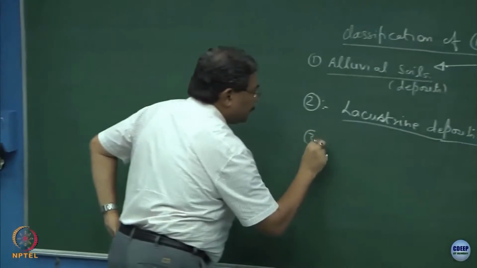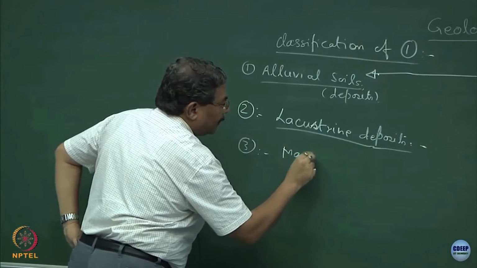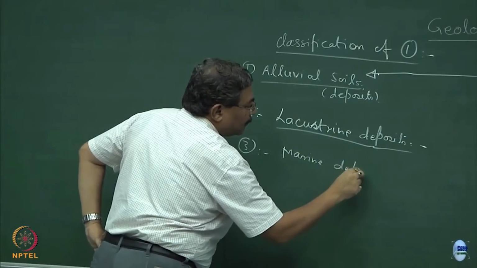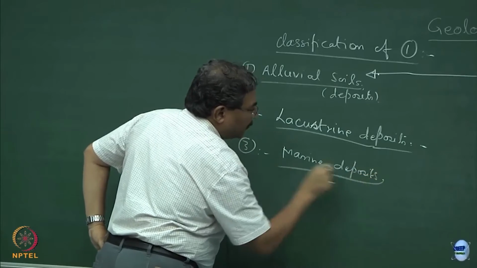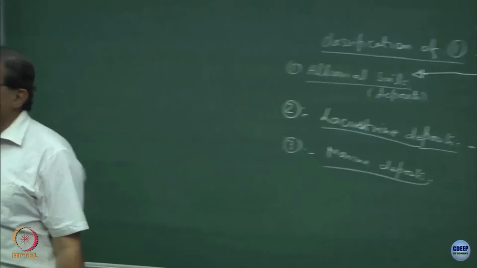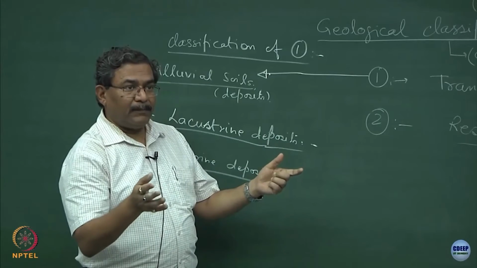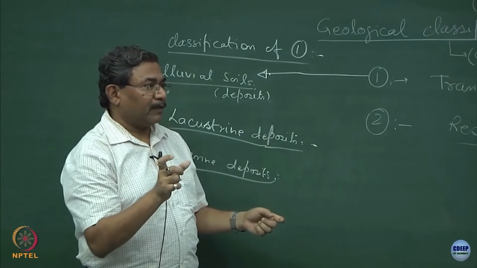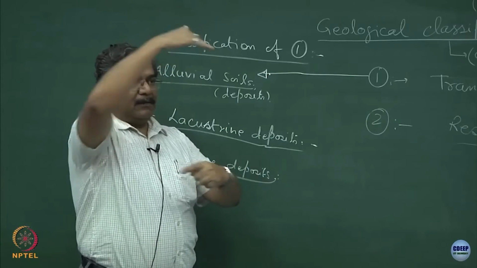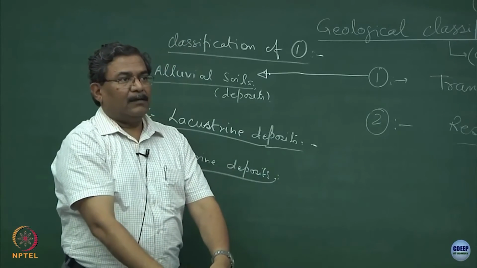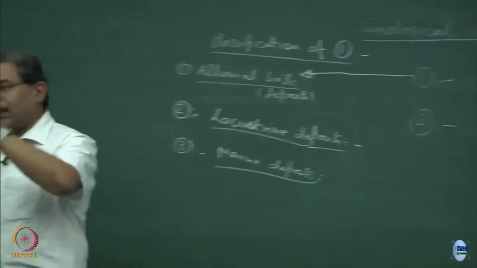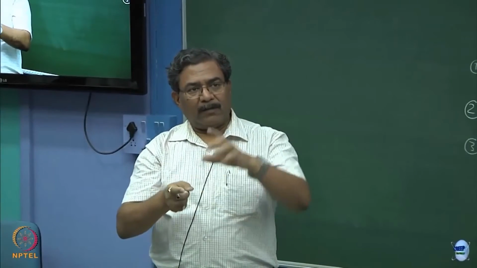The third one is marine deposits. It so happens that the marine deposits could fall in both the categories. They could be transported as well as they could be residual, particularly in this Deccan trap. I hope you understand the word Deccan trap, the Deccan Peninsula of the country, starting from let us say Nagpur onwards up to Cape Comorin. This is your triangular portion, we call it the Deccan trap.